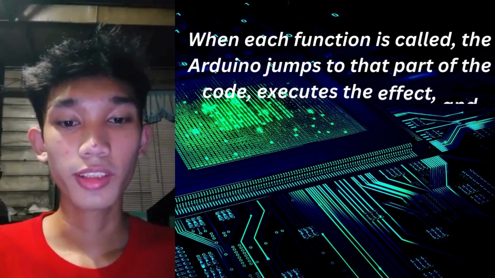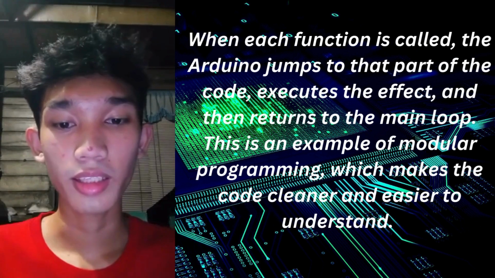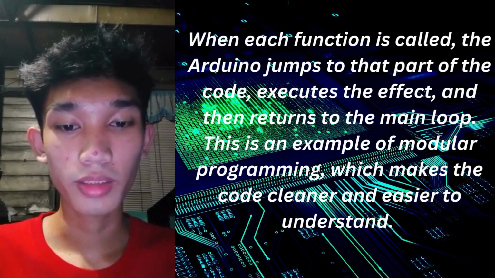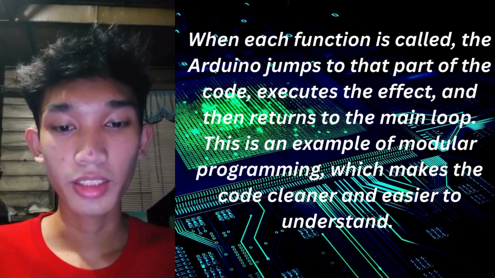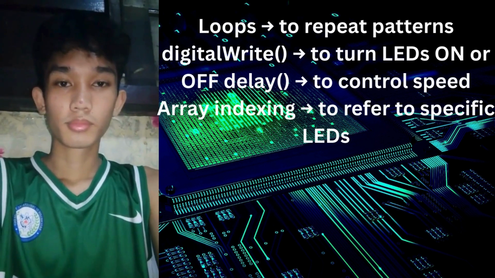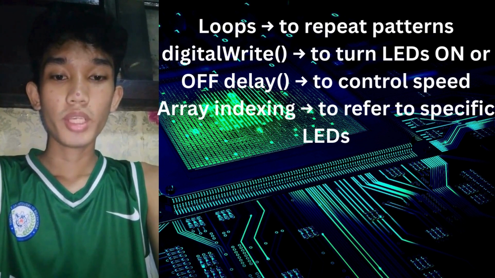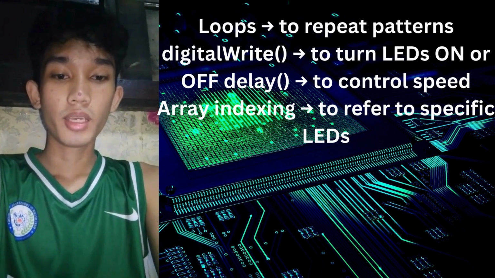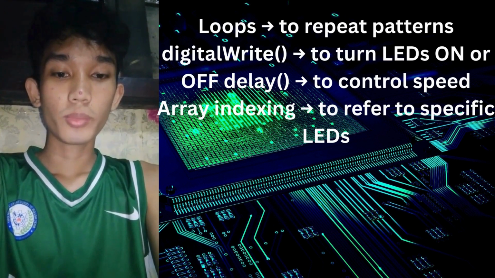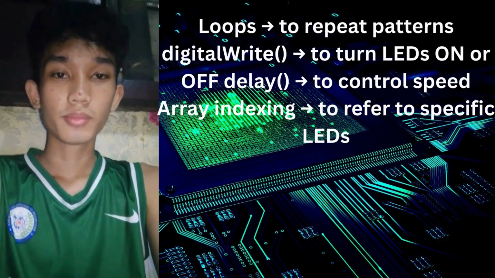When each function is called, the Arduino jumps to that part of the code, executes the effect, and then returns to the main loop. This is an example of modular programming, which makes the code cleaner and easier to understand. The logic behind the 10 unique effects: each effect uses a combination of loops to repeat patterns, digitalWrite to turn LEDs on or off, delay to control speed, and array indexing to refer to specific LEDs.